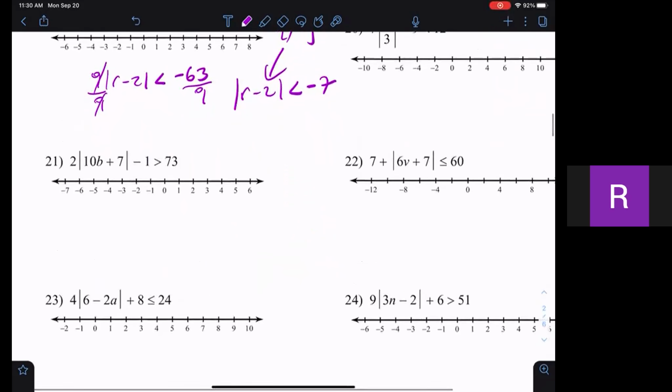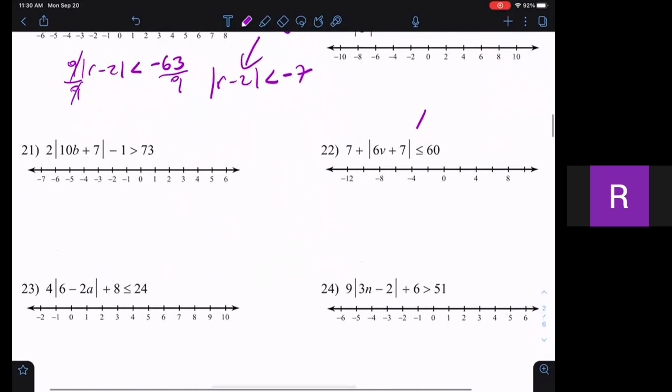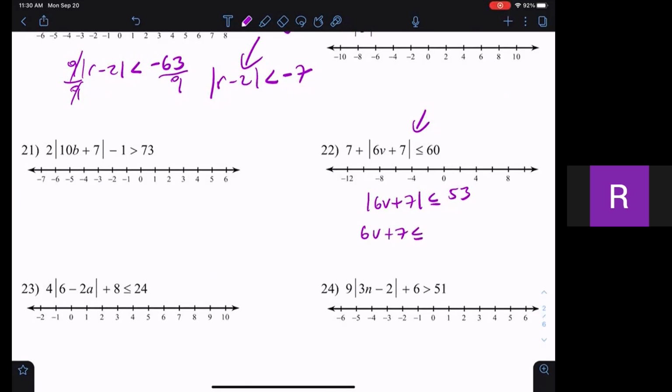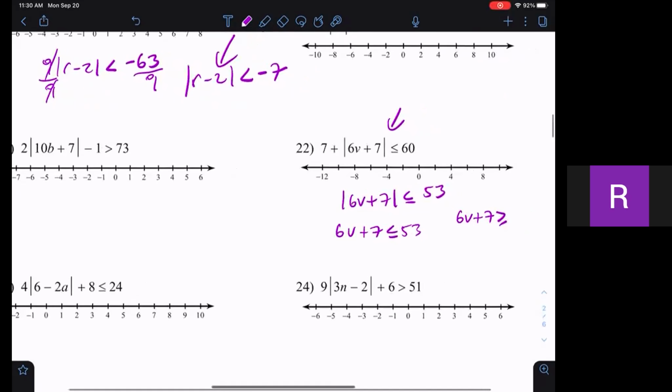Let's do a normal one so you can practice. Like this one. Here I have 6b plus 7. I'm going to subtract 7 on both sides, and I get 53. Now you do 6b plus 7 less than or equal to 53, and then you do the reverse: change the inequality and change the sign of the number. You solve both, and first make sure you identify whether it's a union or an intersection. In this case, this is an "and" statement, so this is going to be an intersection.